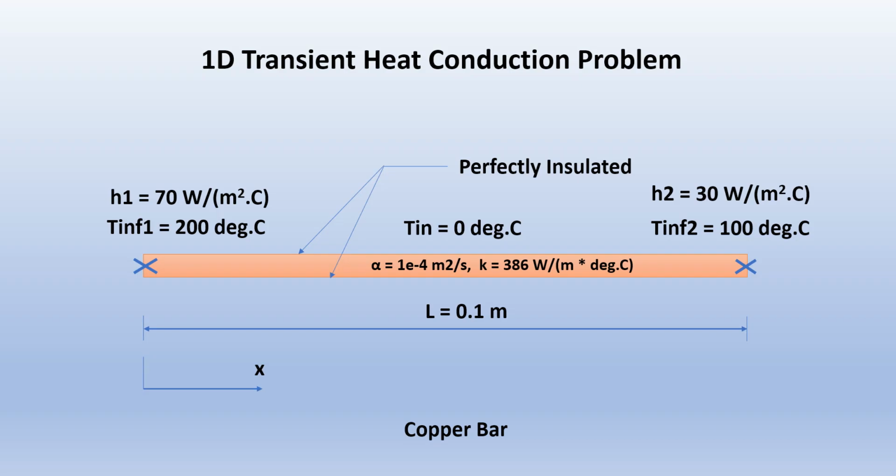At one end of the bar, the convection conditions are given as follows. Here H1 is the convection heat transfer coefficient, which is equal to 70 watts per meter square Celsius. The ambient temperature at end 1 is T-infinity 1, which is equal to 200 degrees Celsius. H2 is the convection heat transfer coefficient at the other end, which is equal to 30 watts per meter square Celsius. The ambient temperature T infinity 2 equals 100 degrees Celsius.